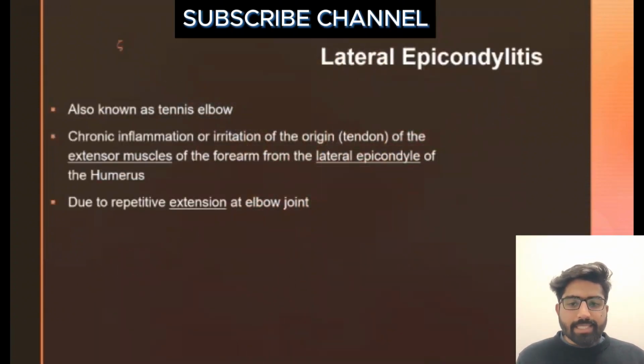Now, lateral epicondylitis is also known as tennis elbow. It occurs due to chronic inflammation or irritation of the origin of the tendon of the extensor muscles of the forearm from the lateral epicondyle of the humerus. The lateral epicondyle of the humerus is the common extensor origin, and the medial epicondyle of the humerus is also called the common flexor origin. So injury or inflammation of the lateral epicondyle can cause lateral epicondylitis.